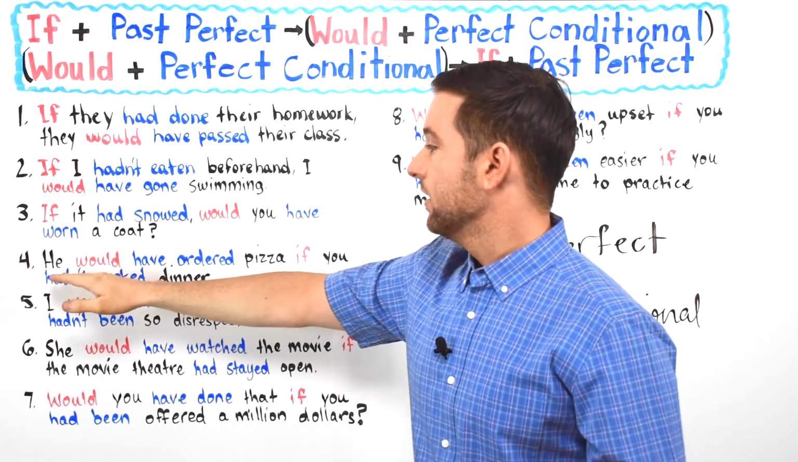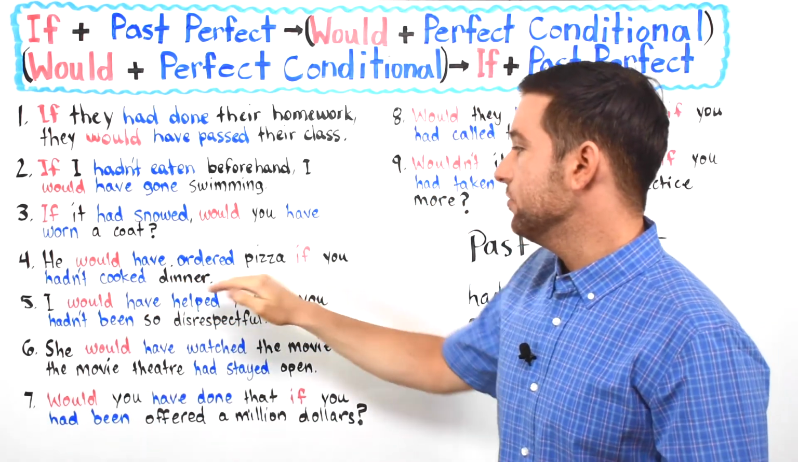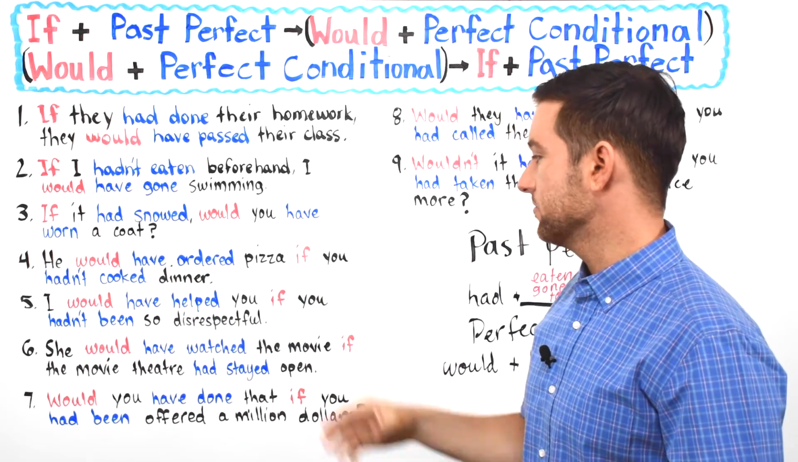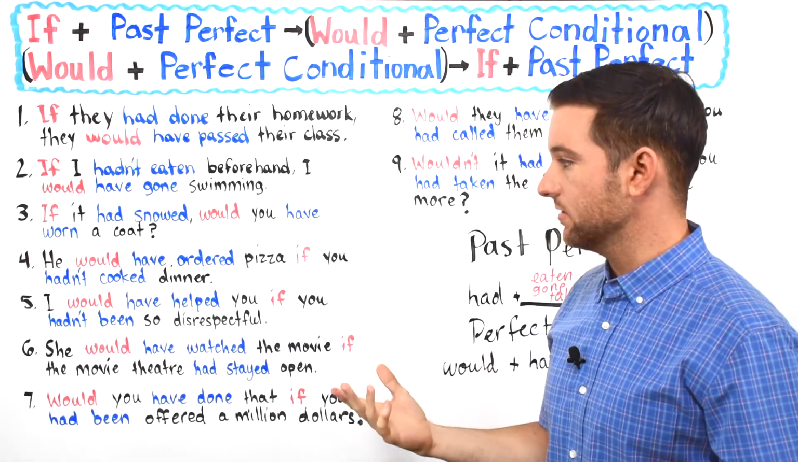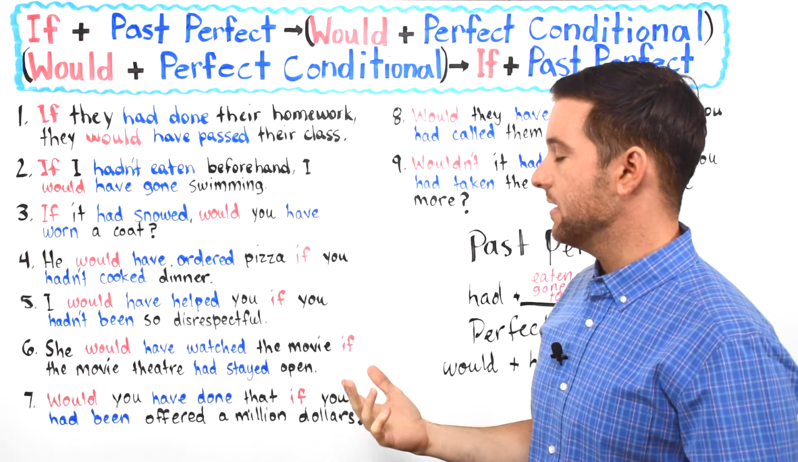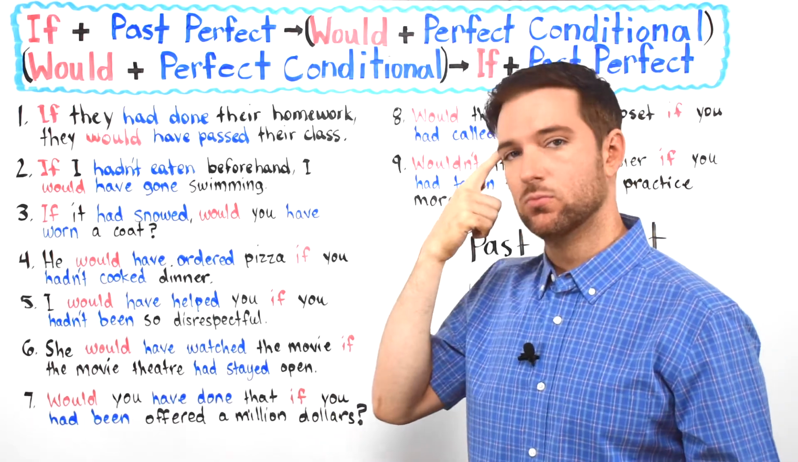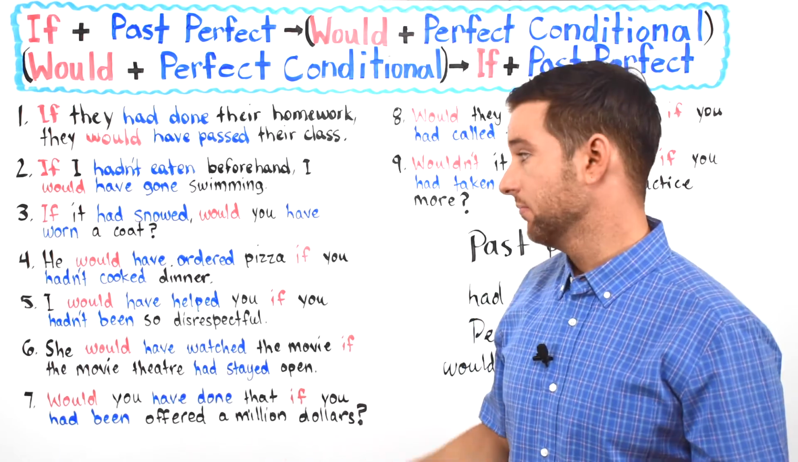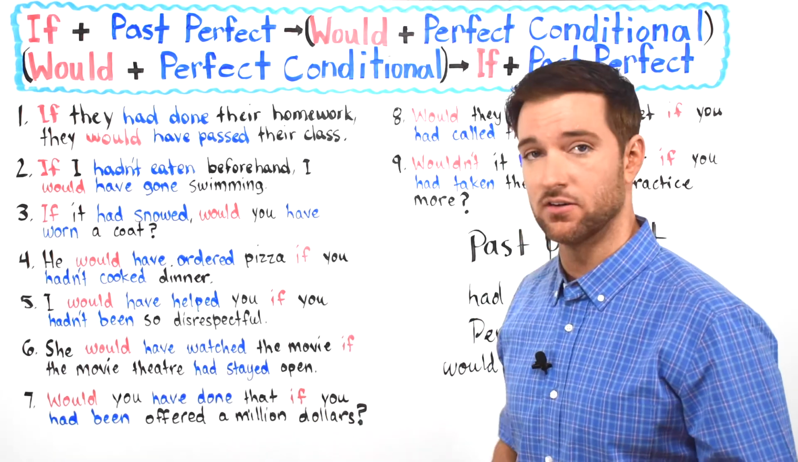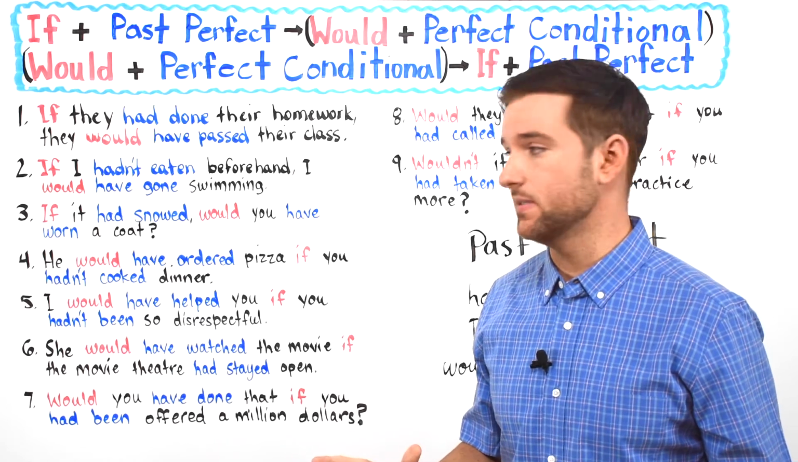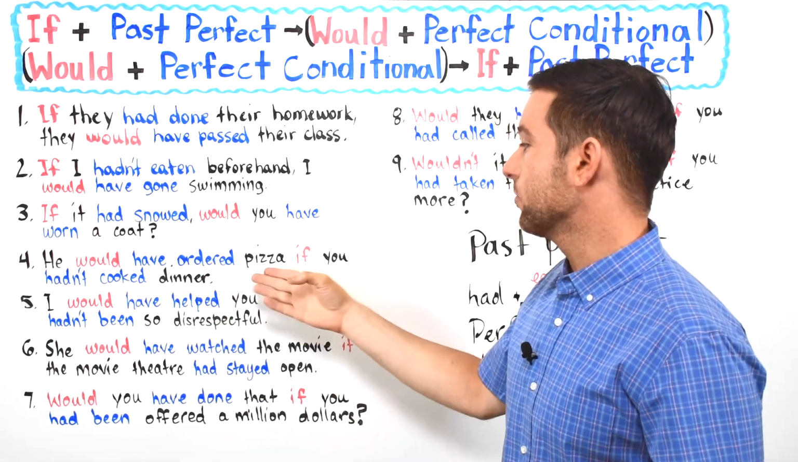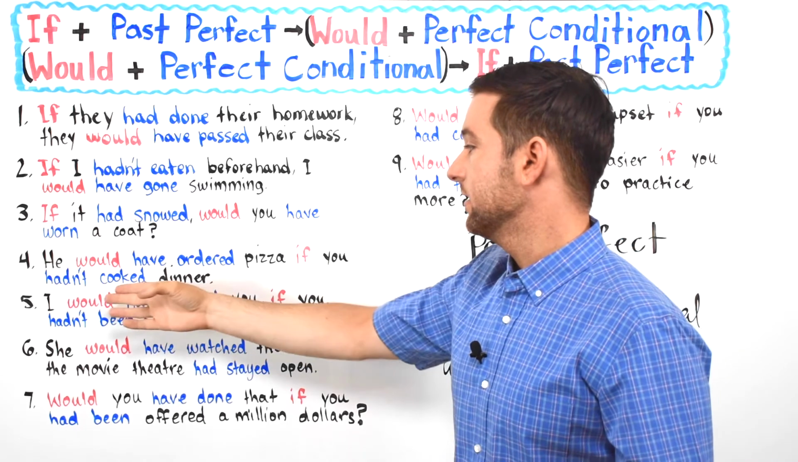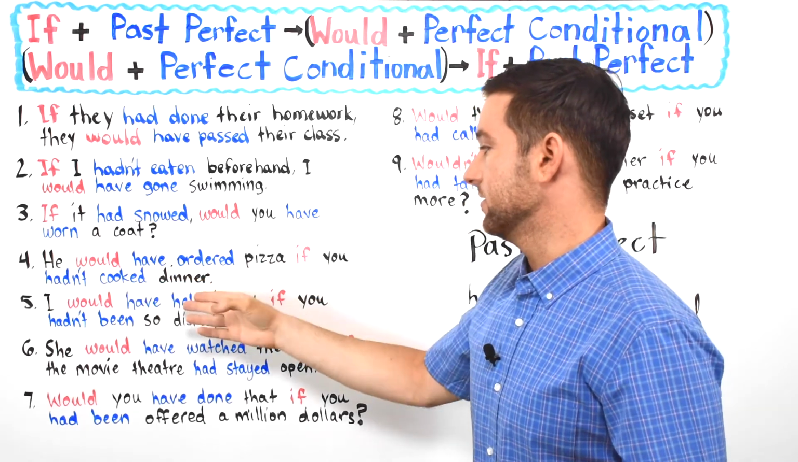Number four, he would have ordered pizza if you hadn't cooked dinner. Okay, so somebody in this case had cooked dinner, and maybe somebody else was thinking, ooh, I really want pizza tonight for dinner. But this person had already cooked dinner, so he's not going to order pizza anymore. He would have ordered pizza if you hadn't cooked dinner.